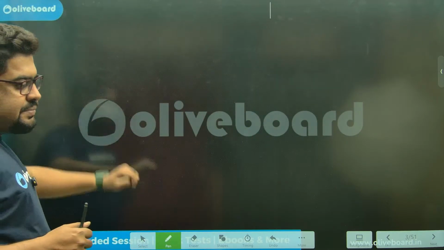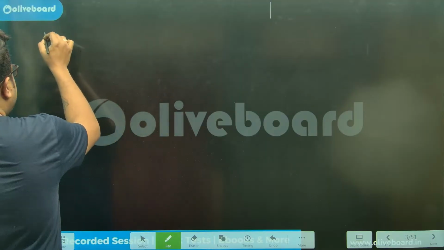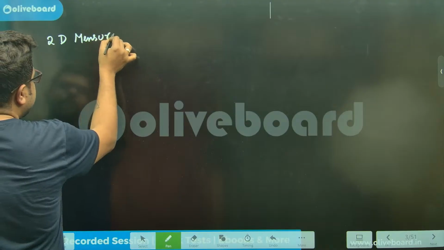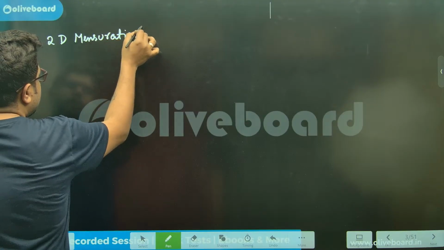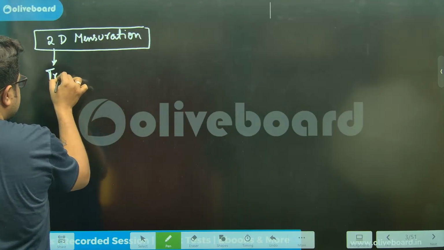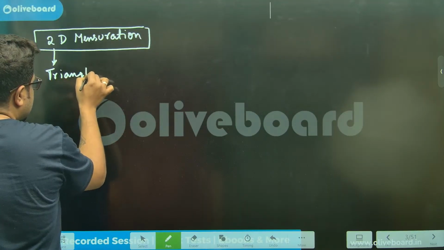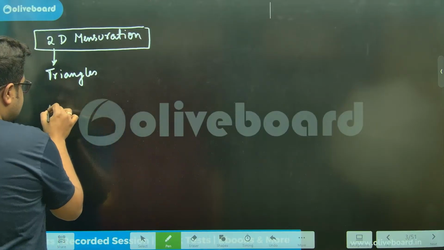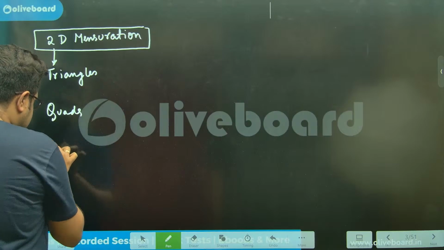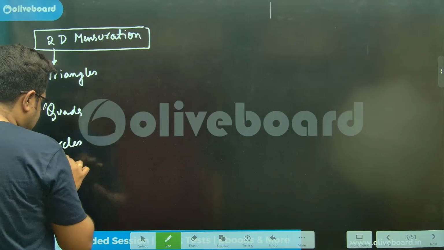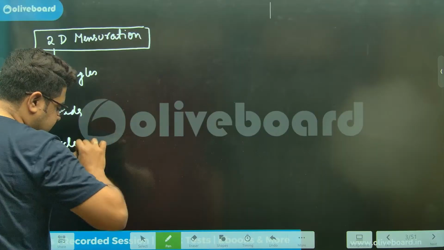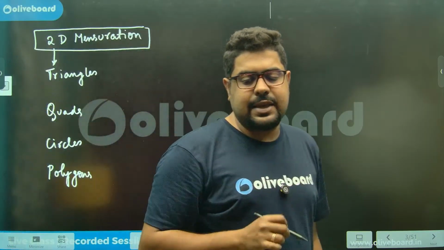Now, first of all, please understand in 2D mensuration, the topics we all know. Mostly we have triangles. Then we have the quadrilaterals, I'm writing quads. Then we have circles. And then we had polygons. But from polygons, they were very skeptical in asking questions.